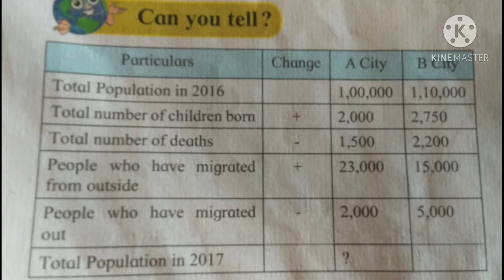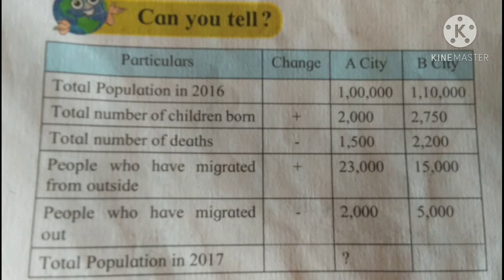Now which city records greater number of deaths? The city B records greater number of deaths. Now looking at the figures of in-migration and out-migration, which city has received more migrants? According to the figures of in-migration and out-migration, the city A has received more migrants. Now children, calculate the population of both the cities in 2017. So I will tell you how to calculate this population.